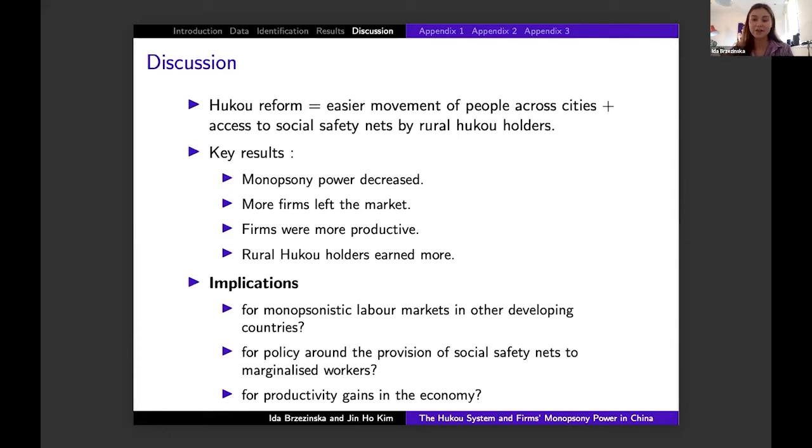And finally, whether the removal of these barriers to access to safety nets has anything to do with productivity in the economy. So we do actually also find that it's related to aggregate productivity.